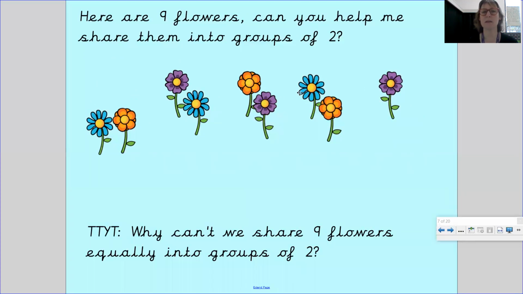Why can't I share the 9 flowers equally? So I can't share the 9 flowers equally because 9 is not in the 2 times table. If I'm counting in 2s, I don't say 9. 2, 4, 6, 8, 10. I miss 9 out. So we say 9 is an odd number. It's not in the 2 times table. And you can't share equally into 2 groups if you have an odd number.